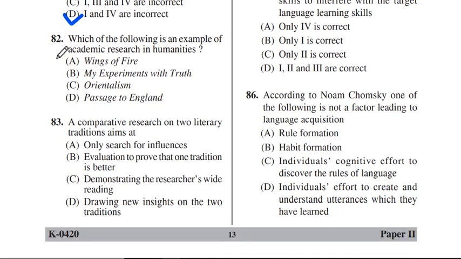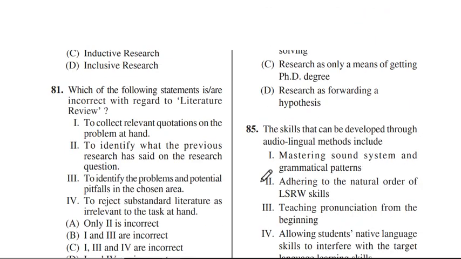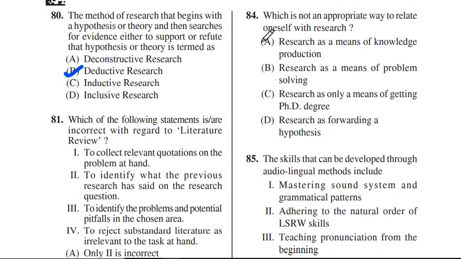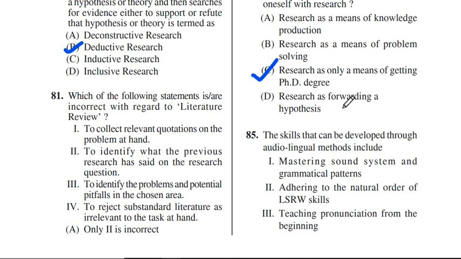Next, question number 82. Which of the following is an example of academic research in humanities? Orientalism. A comparative research on two literary traditions aims at drawing new insights on the two traditions. So next, the 84th one: which is not an appropriate way to relate oneself with research? The correct answer is C. Research as only means of getting a PhD degree.